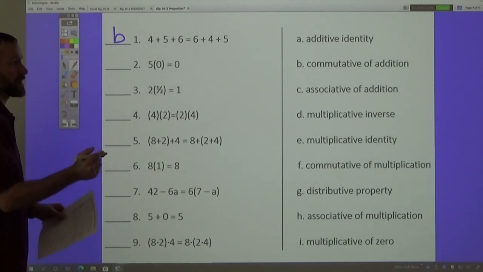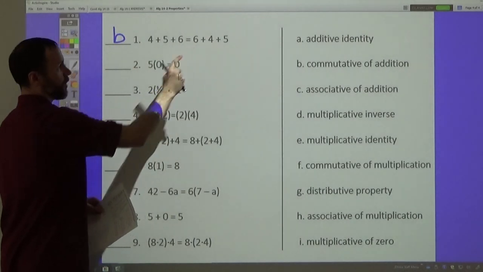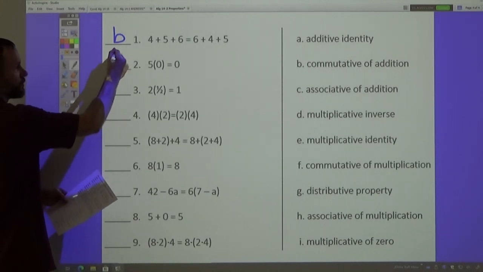Number one was actually B. It's the commutative of addition. We're switching the order and we're adding. Number two was I.